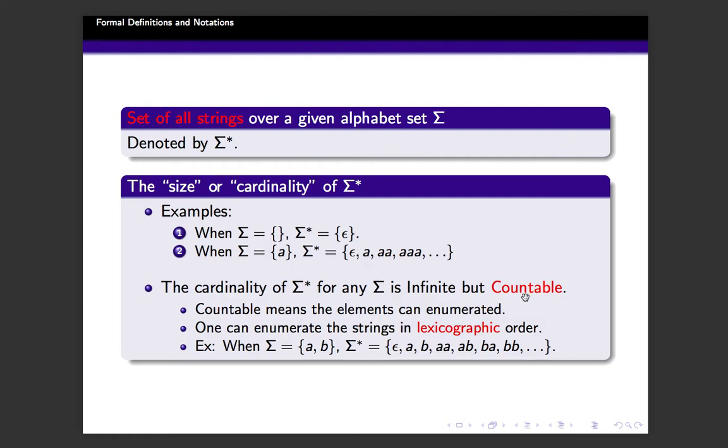And what is lexicographic order? Another example: suppose sigma is the set {A, B}. And what is sigma star? You can list it in this order: the string of length 0, then the strings of length 1, then strings of length 2, after that strings of length 3, etc. When you take strings of a given length, you list the elements in lexicographic order. So it doesn't matter in what order you list, but if there exists an order in which you can list, then the set is called countable.